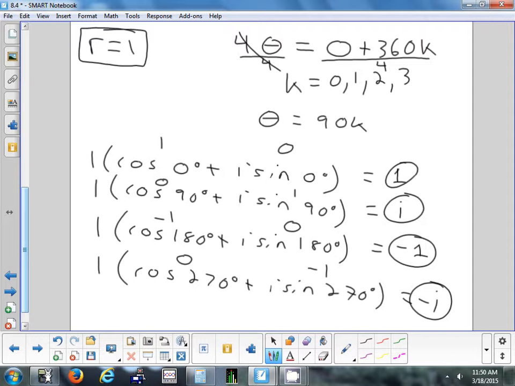Notice the complex answers occurred in conjugate pairs. Okay, that will always happen. It's impossible to have, for example, an odd number of complex roots. You'll always have an even amount. Okay, any question on that?